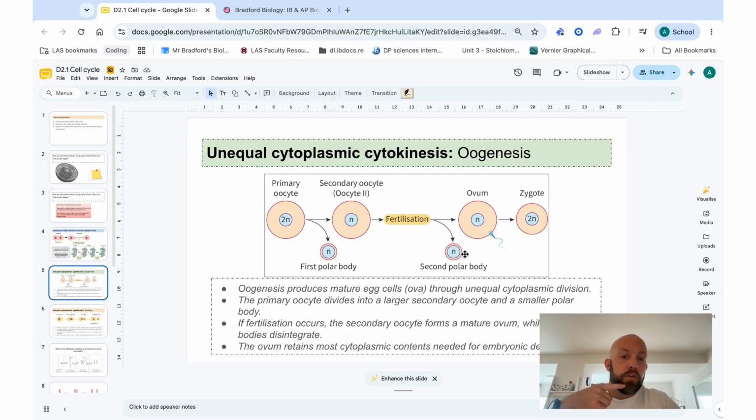So the idea of the formation of those polar bodies is so we have crossing over, random assortment, and we end up with genetically different eggs at the end. But the idea of the unequal division is so that we end up with a bigger cell that has a large volume of cytoplasm, and it's ready to receive the sperm cell. And the sperm is literally just the nucleus.